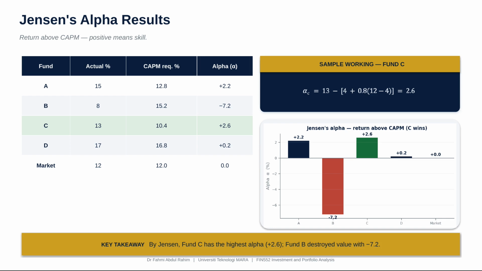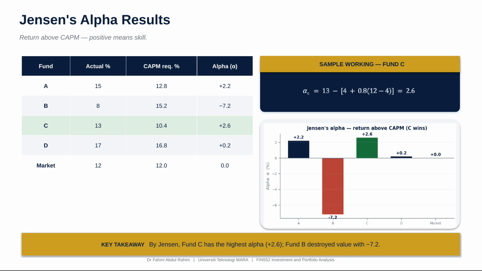Now alpha is the actual return minus that required return. Fund A, 15 minus 12.8 is plus 2.2. Fund B, 8 minus 15.2 is minus 7.2, a big negative. Fund C, the sample working, 13 minus 10.4 is plus 2.6, the highest. Fund D, 17 minus 16.8 is just plus 0.2. And the market, by definition, has an alpha of 0.